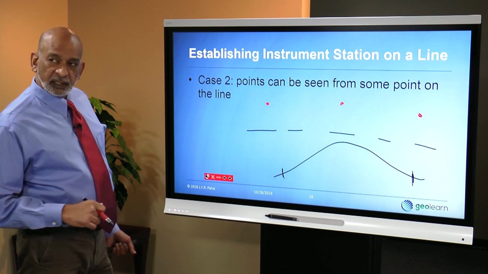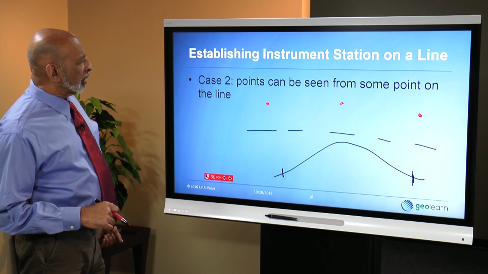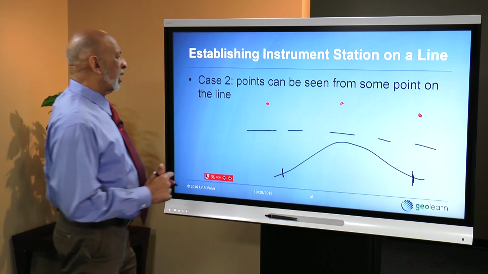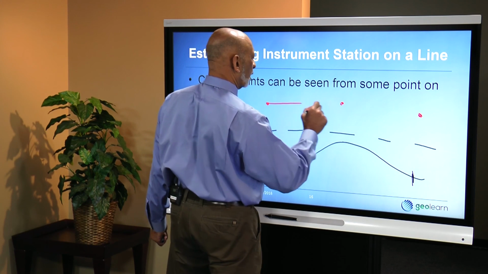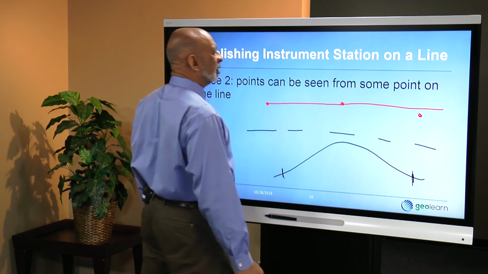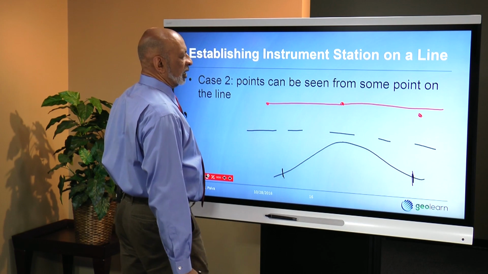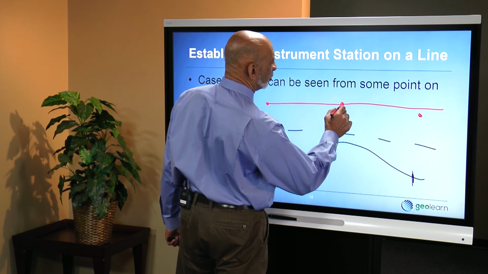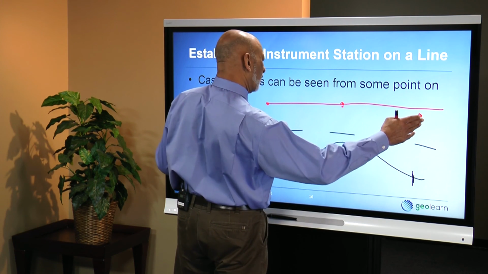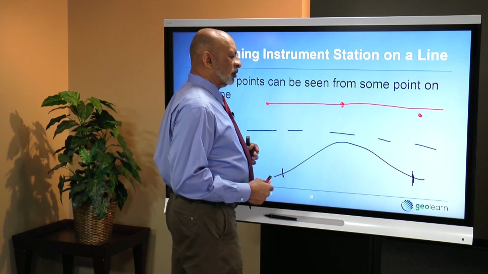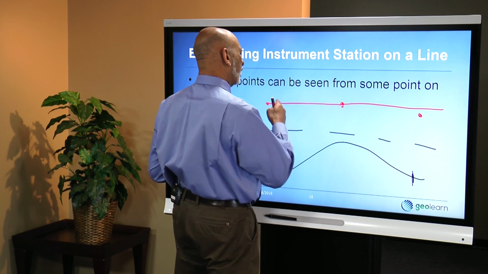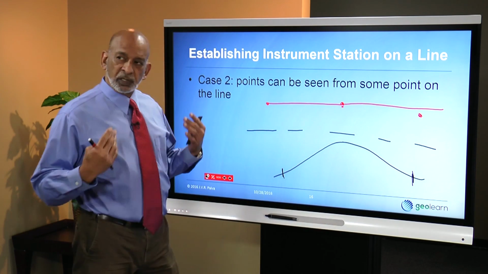Well, it's not the easiest in the world, and what you do is you estimate your position, and you sight this point, and then you invert the telescope, and you may find that you missed this point by 6 feet. And you say, aha, so I need to move my instrument station a little bit this way, and if it happens to be near the middle, then it would mean you need to move about 3 feet.